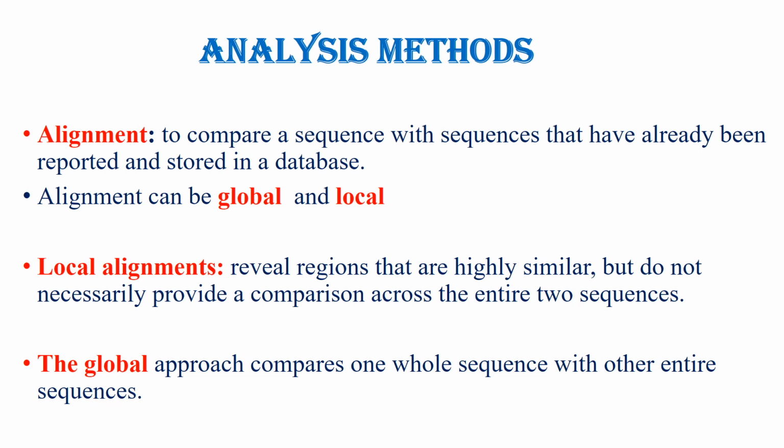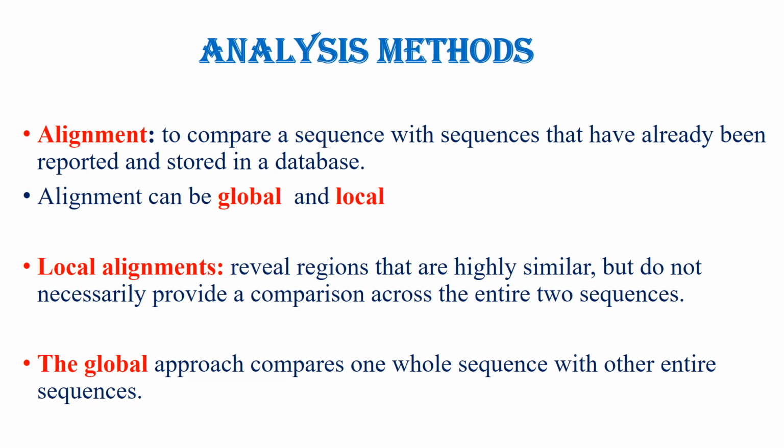Next, alignment can be global or local. When we are performing sequence alignment, it can be done in either manner, in a global manner or a local manner. Global sequence alignment is when the alignment takes place for the entire sequence. In the other case, local sequence alignment is nothing but aligning the sequence in a specified area.